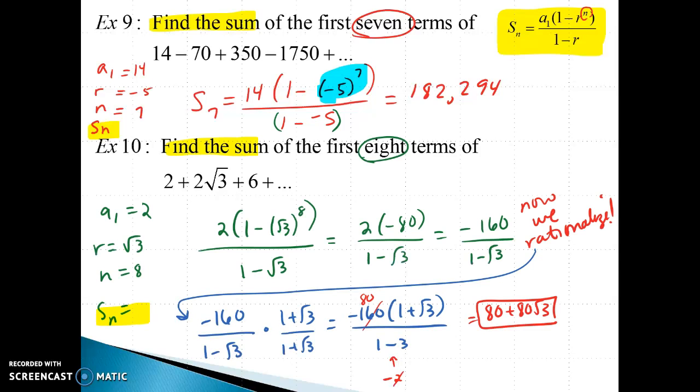Okay, this example 10 can be pretty messy. So we go ahead and we set everything up and we walk through and we solve, and we get to this part, -160 over 1 minus root 3. And unfortunately here we have to rationalize. So we multiply by the conjugate, 1 plus root 3 over 1 plus root 3, and that simplifies to give me a -2 in my denominator, and then that -2 can cancel with the -160 to just give me 80, and when I distribute those, I get my final answer of 80 plus 80 root 3. Okay, we are almost done.